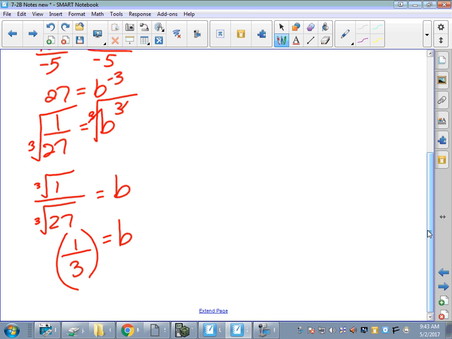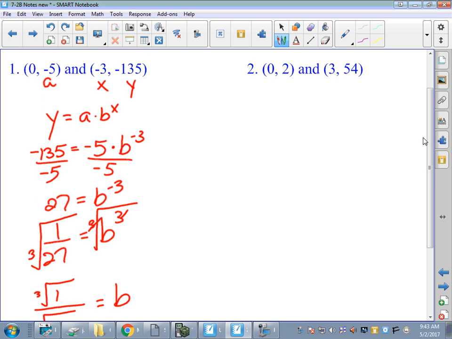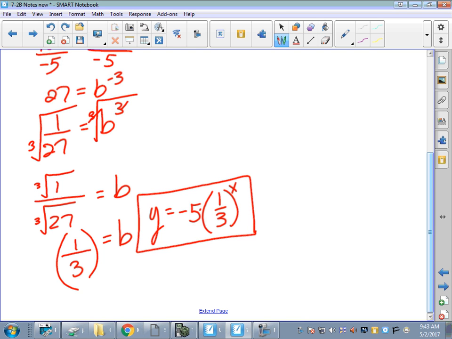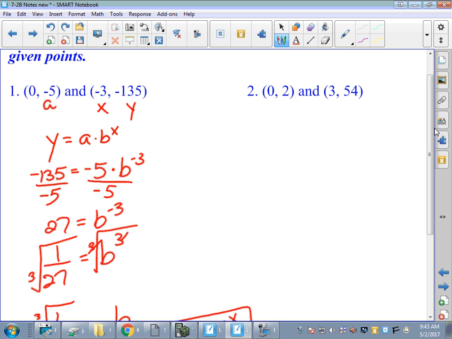This would be a decay equation because it's less than 1. And so we end up with, in the end, y equals -5 times 1/3 to the x power. Keep the -5 separate from the 1/3 because the 1/3 is what we're raising to the x power. So this is our answer. Our answers are going to look like equations. This is the function that if I were to graph it, it would go through 0, -5, and -3, -135.